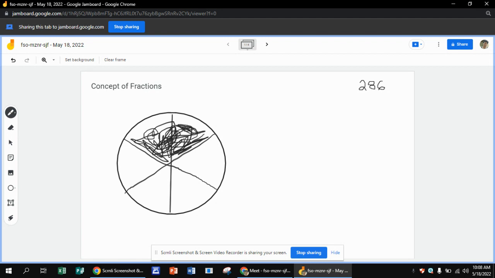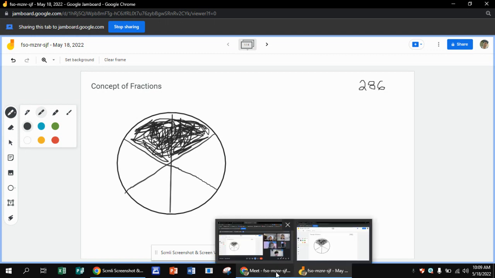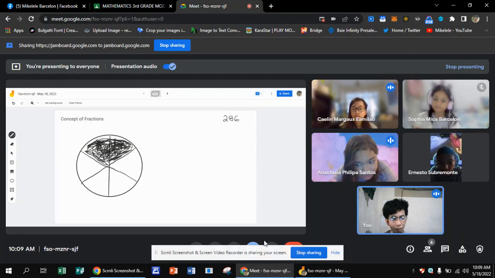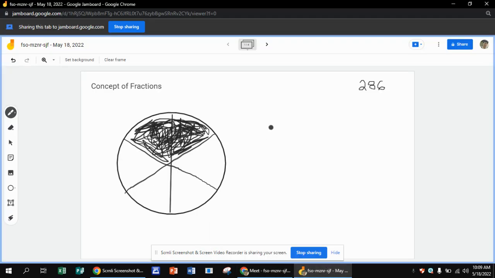We can easily illustrate how many slices of pizza the teacher ate. So how many parts did I eat? How many parts of the pizza did I eat? The two parts, right? So in making a fraction, I ate two parts.